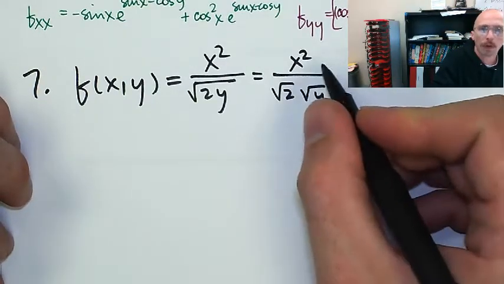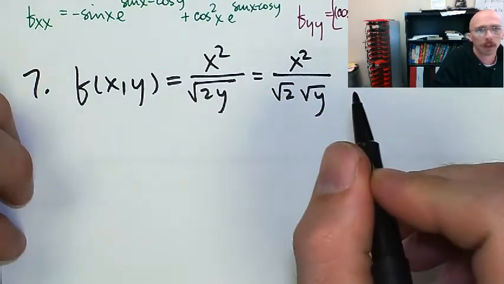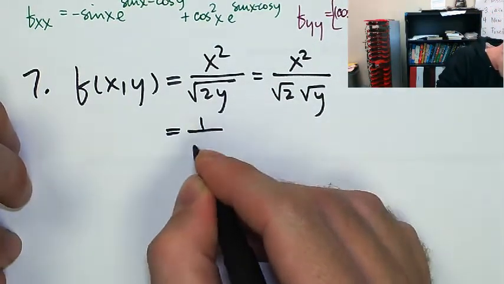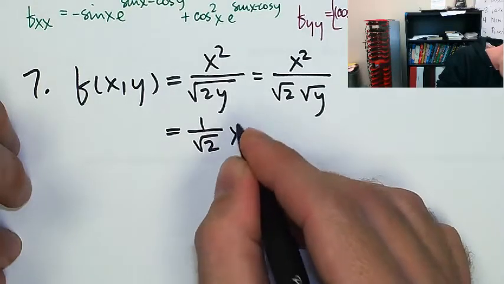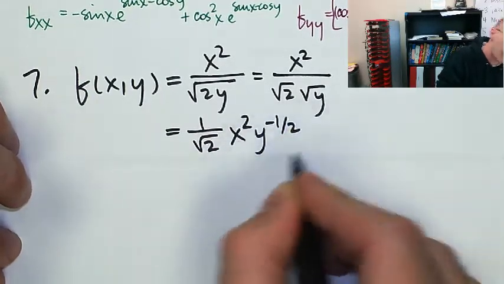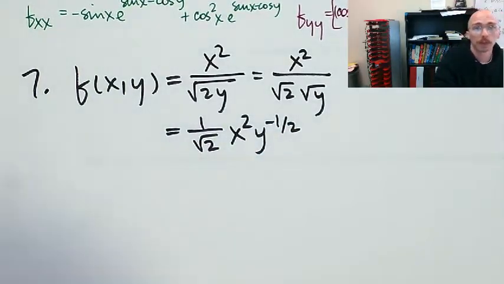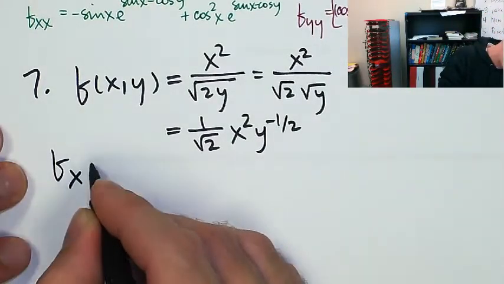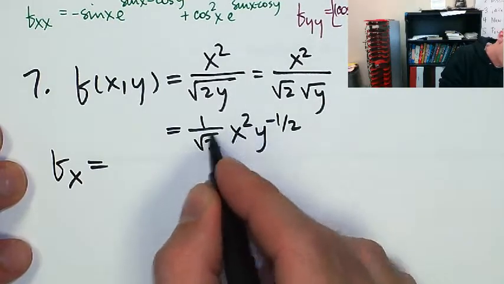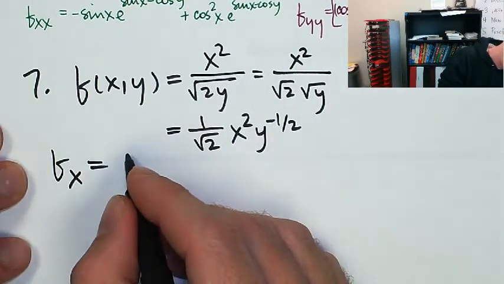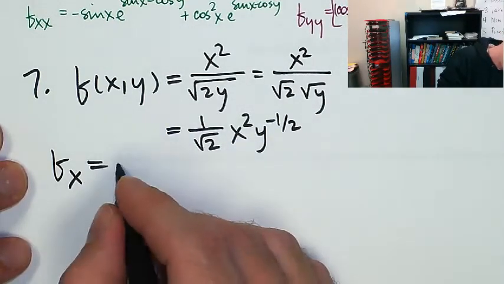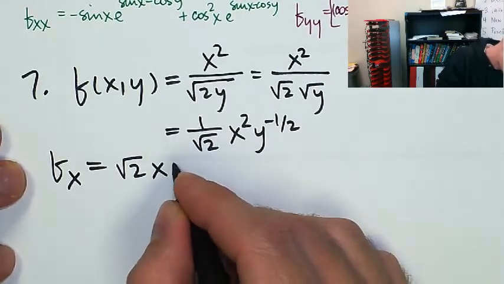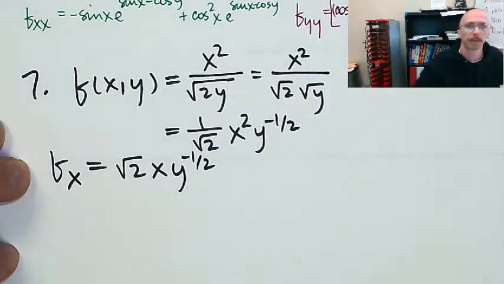I might even just write this as a power of y in the numerator and then factor out the 1 over the square root of 2, because that's just a number. So I'm going to rewrite this, and this will be something that's easier to take derivatives of, I promise. So the derivative of f with respect to x is going to be, well, just 2x, and everything else will stay the same. So 2 over the square root of 2, that's just the square root of 2. x times y to the negative 1/2.